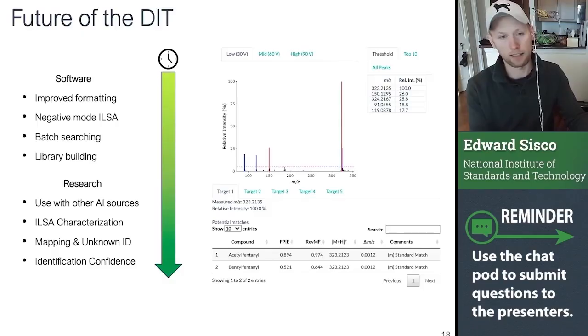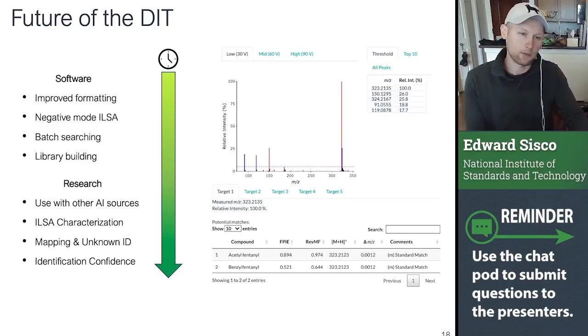Some other more software related things: currently right now we only support positive ionization mode in version 1.1. Version 2 will be able to allow you to do searching and have libraries for negative ionization mode as well. And then down the road, we're looking at implementing things like being able to search a batch of samples and for users to actually build their own libraries.